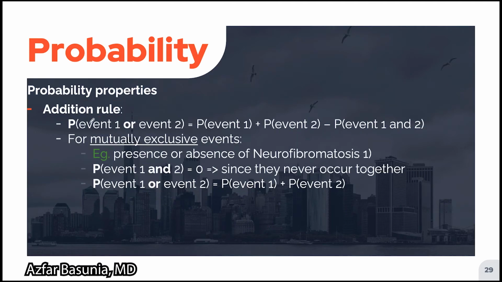The addition rule states that if we have two events, event 1 or event 2, the probability of event 1 or event 2 occurring will be equal to the probability of event 1 plus the probability of event 2 minus the probability of event 1 and event 2 combined. For mutually exclusive events, which means that event 1 and event 2 never occur together, such as the presence or absence of neurofibromatosis 1 in a child, the probability of event 1 and event 2 occurring together will basically be equal to 0, and thus the probability of event 1 or event 2 will be simply equal to the addition of the probability of two events, that is the probability of event 1 plus the probability of event 2.